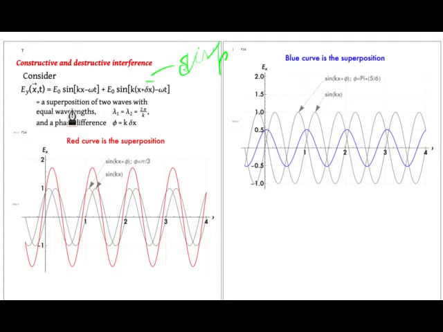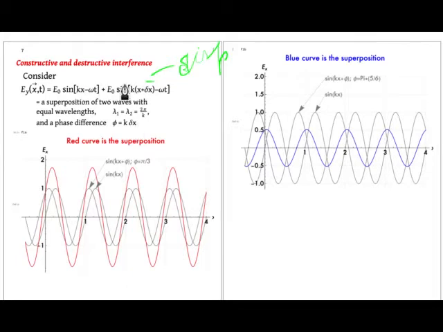They have equal wavelengths because it's the same k. It's the same kx dependence. Remember, the wavelength is 2 pi over k. So lambda 1, lambda 2, they're both equal to 2 pi over k. So the same wavelength, but there's a phase difference. This has a different phase compared to sine kx. Kx minus omega t, here you've added an amount k delta x. So there's a phase difference, k delta x.